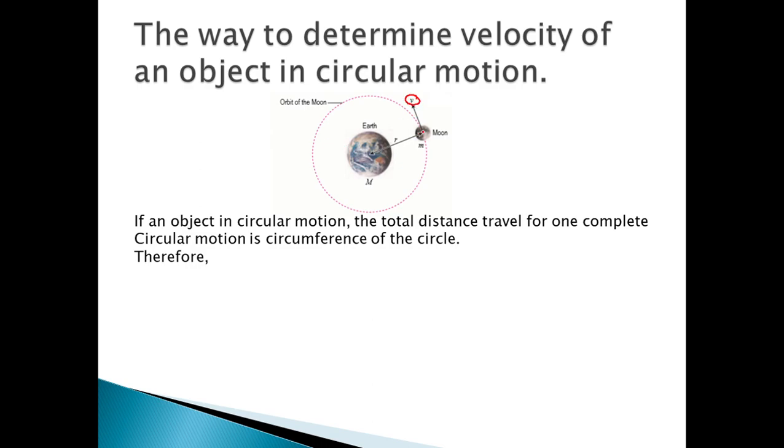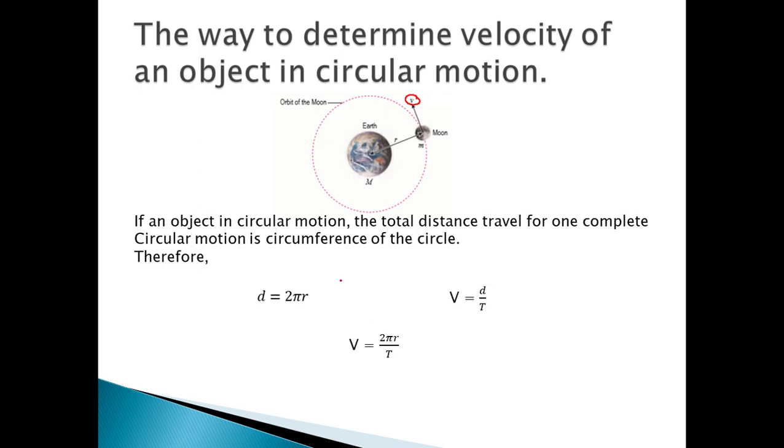Okay, so let's say there's a moon circulating the Earth in circular motion. To calculate the velocity of the moon, to complete one whole round, we can determine it by the time taken. Let's say the moon takes 1 month to complete one whole circle. If you want to determine the velocity, we can use the formula v equals 2 pi r over T.